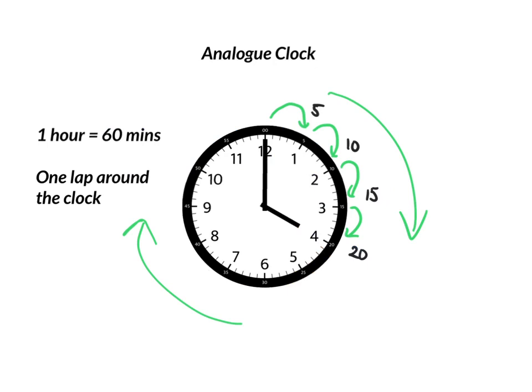The analog clock is therefore broken into 5-minute intervals. If we counted by fives, it would take us until we reach 60 for the long hand to do a full lap around the clock. Let's count by fives, starting from the 12. 5, 10, 15, 20, 25, 30, 35, 40, 45, 50, 55, 60. 60 minutes to go one lap around the clock.